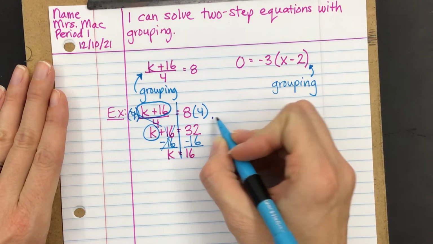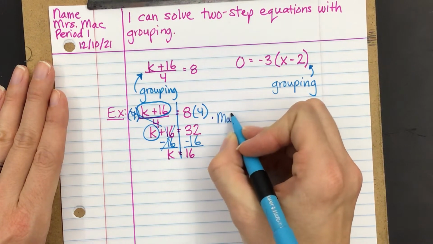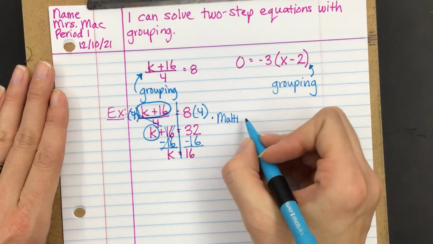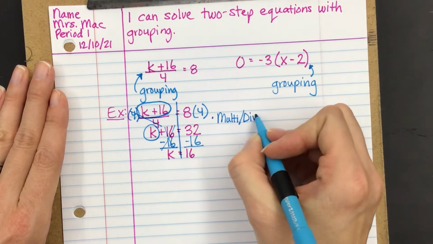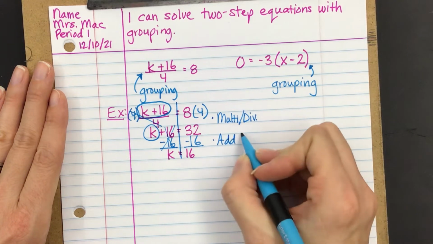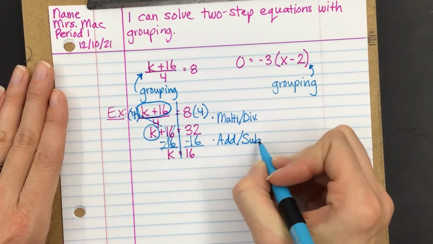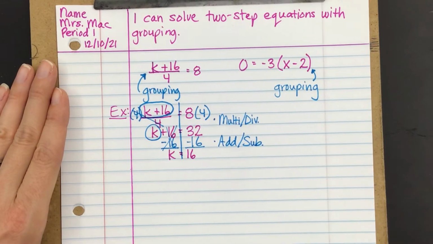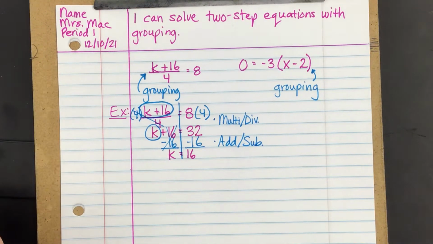Let me just write the steps down real quick so we can remember. We multiplied or divided first. Okay, and then we add or subtract. So we're basically going backwards, or doing the steps opposite of what we did yesterday. Because yesterday we added or subtracted first and then multiplied and divided. Today we're multiplying and dividing and then adding and subtracting.